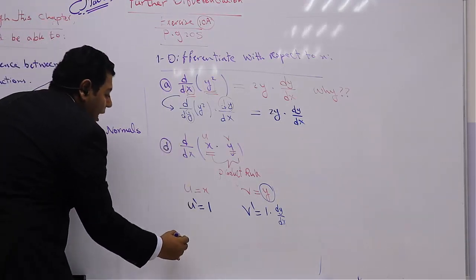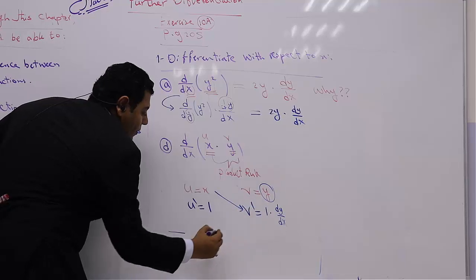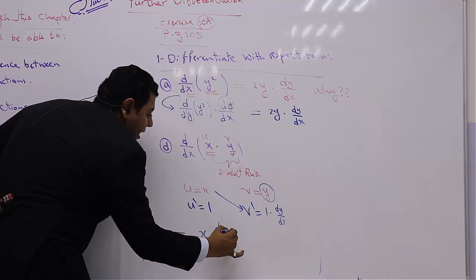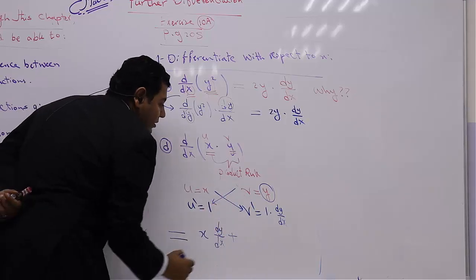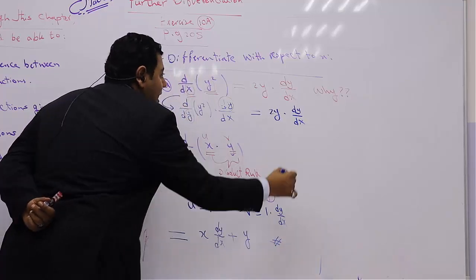Now using product rule, you can do that. U times v dash, so x times 1 will be x times dy with respect to x, plus v times u dash, which is 1 times y, equal to y, and this is the final answer.